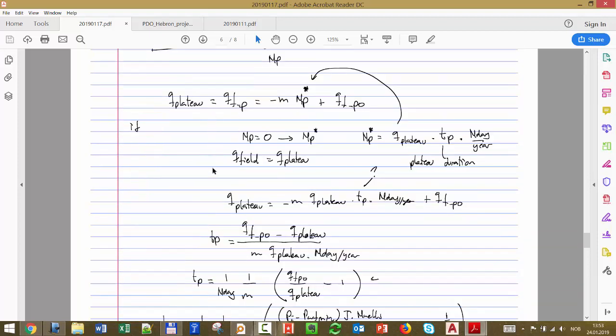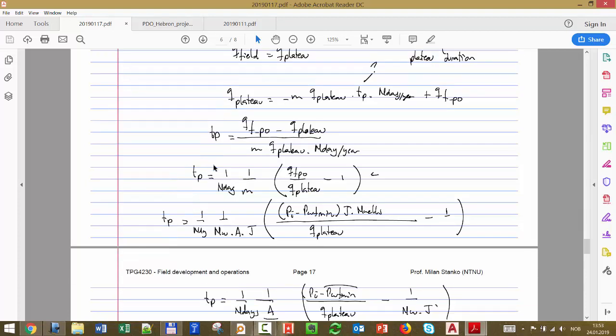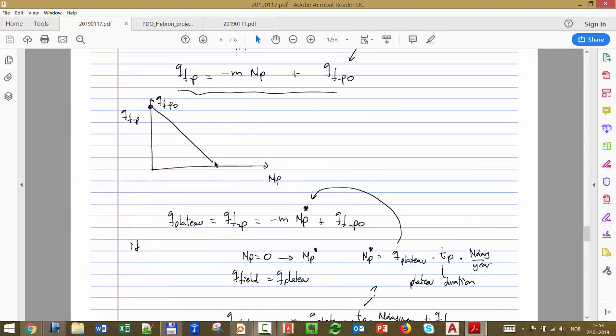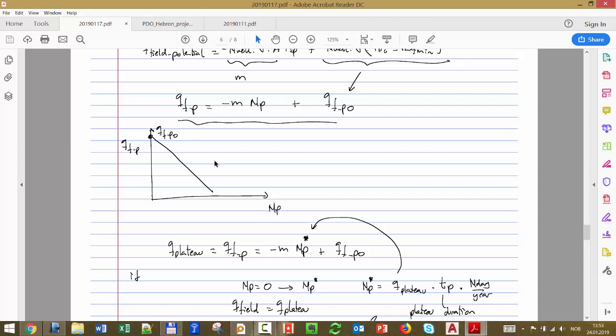First we said for the plateau period, and that was a bit difficult to grasp for some of you, but for the plateau period, it means that on that curve, I will reach the end of the plateau when the potential is equal to the plateau rate. That means the maximum that I can produce is equal to the rate that I want to produce in plateau rate. That's how I find the NP on that curve. I call it NP star. By doing that, you find out an expression for the duration of the plateau.